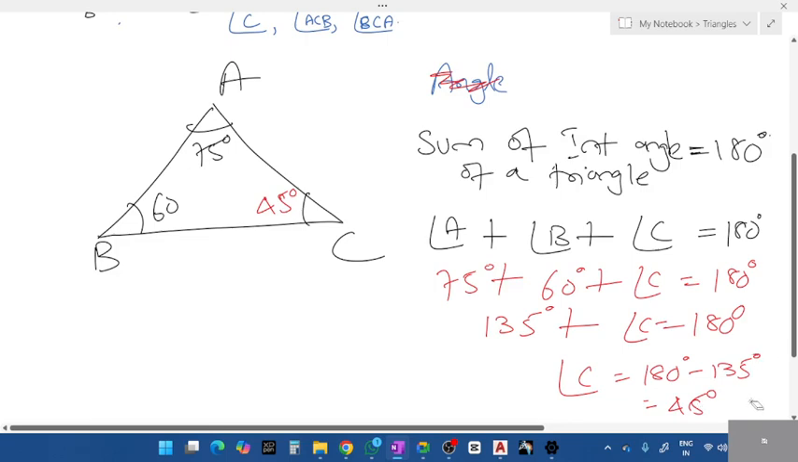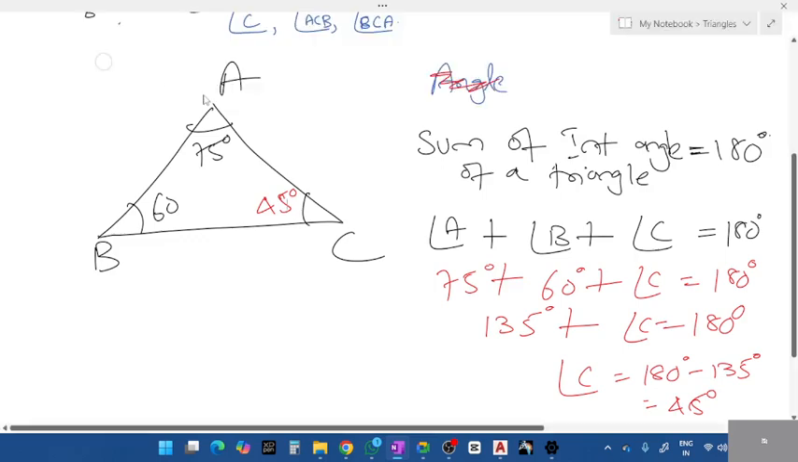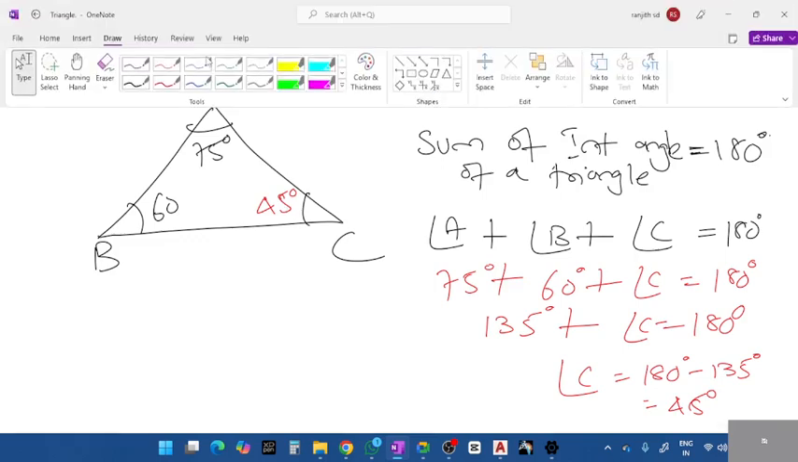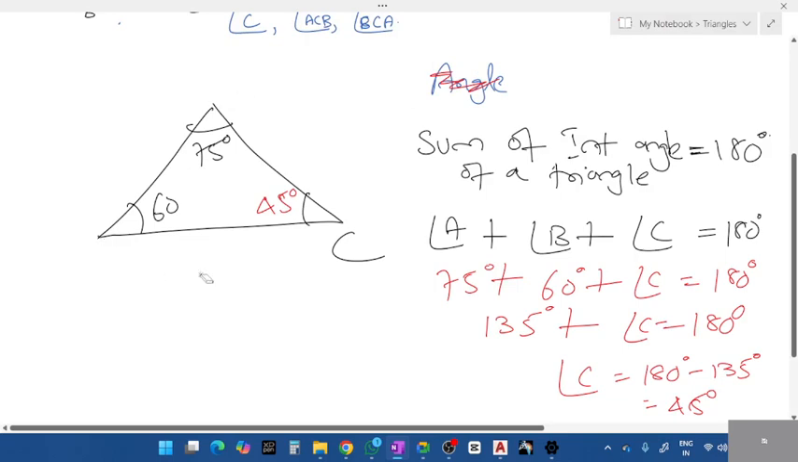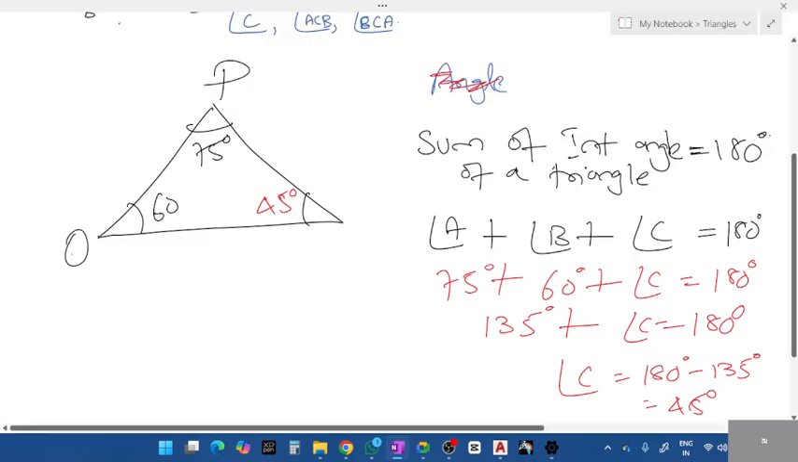Just observe, students. You don't have to make a note. Draw a triangle. Write down the formula: sum of interior angles is 180. Angle A plus angle B plus angle C is equal to 180. And it is not always ABC. They can name it anything. Your vertices can be anything. They can name it even PQR.